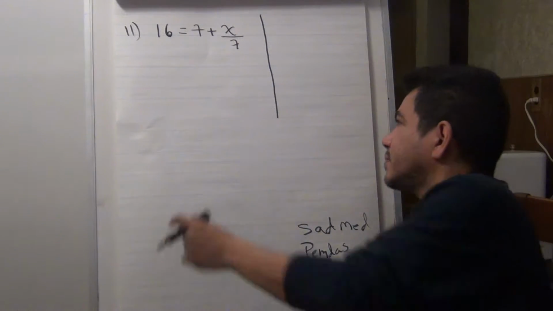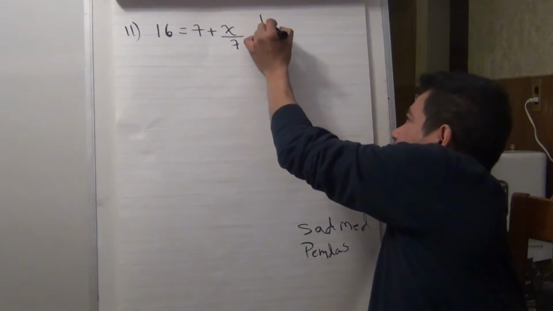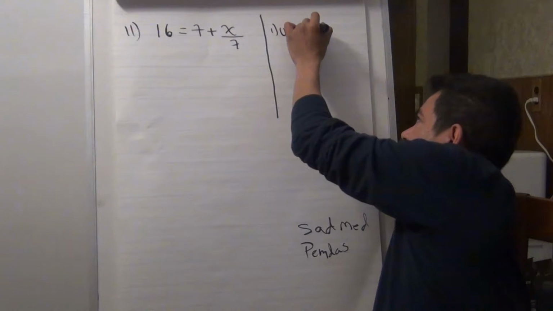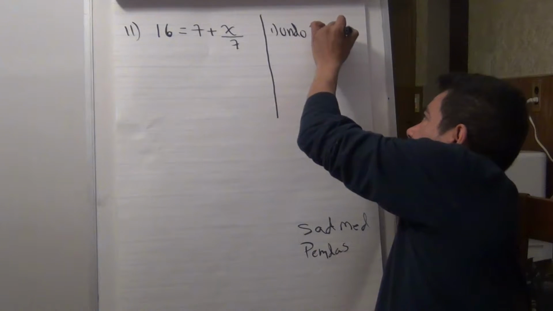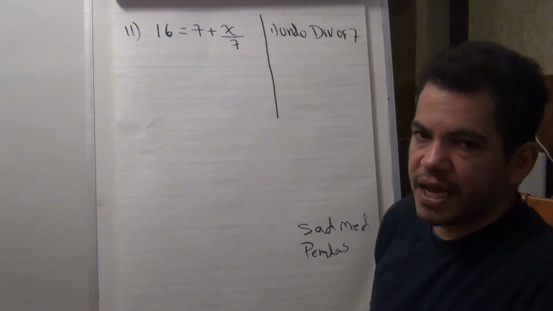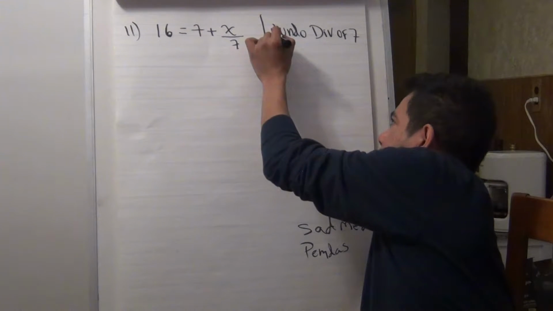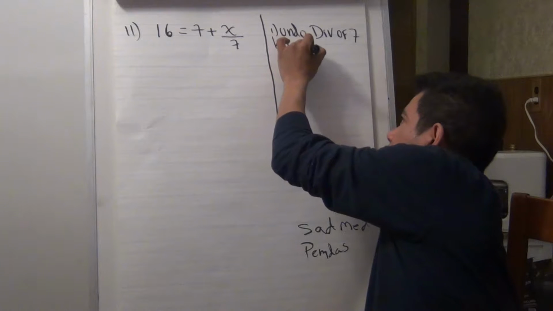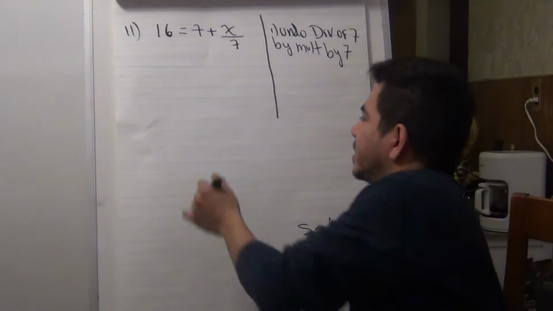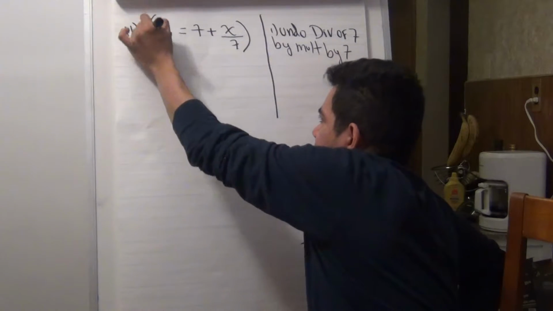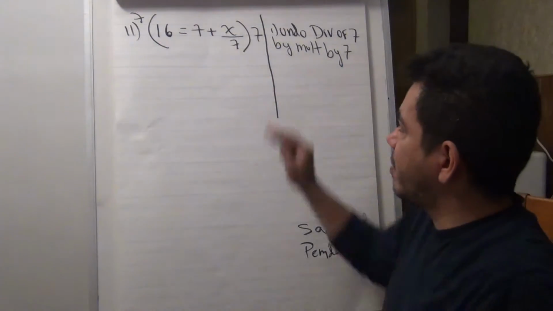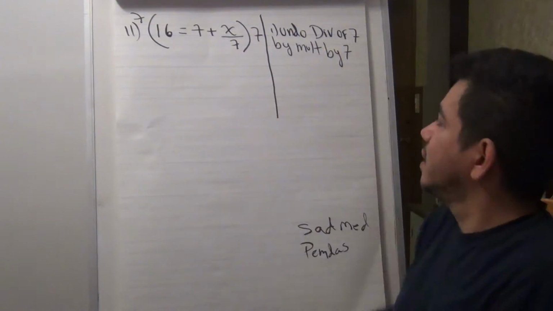So I am going to first undo division of 7. And how do I undo division of 7? By multiplying by 7. Okay, cool. So I'm going to multiply the whole thing by 7. Remember, this could be 7 over 1 all the time.